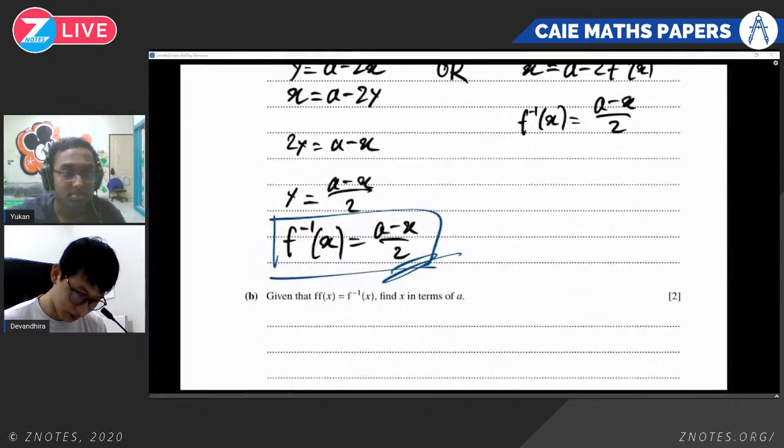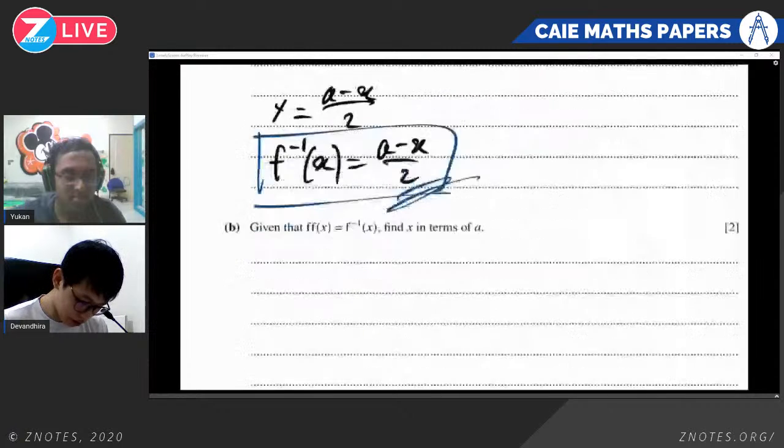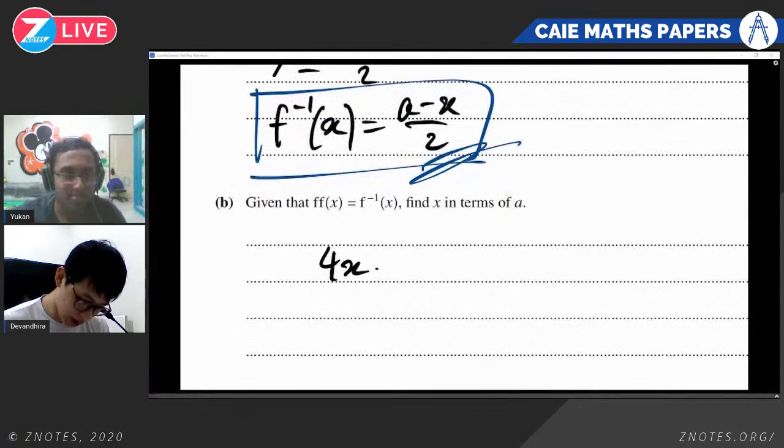Next one. Given that f of x is equal to f inverse of x, find x in terms of a. Yeah, sure, why not? So we found both. We have 4x minus a equated to a minus x over 2.